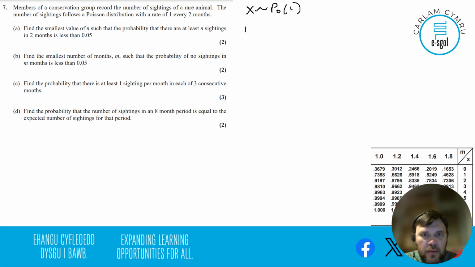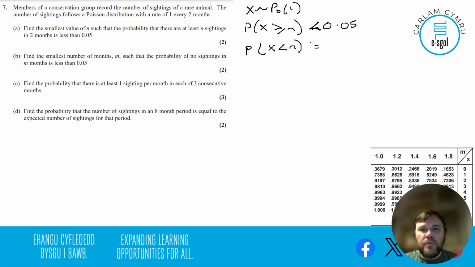And we're saying that P(X ≥ n) is less than 0.05. I'll put the inequalities in straight away this time. So we must have the probability of X being less than n being greater than 0.95, which is 1 minus the above.